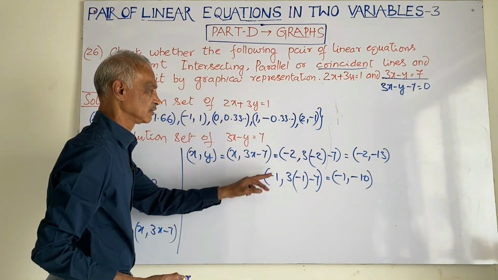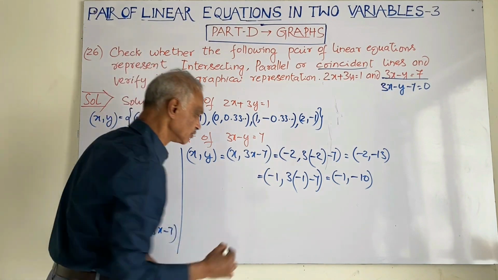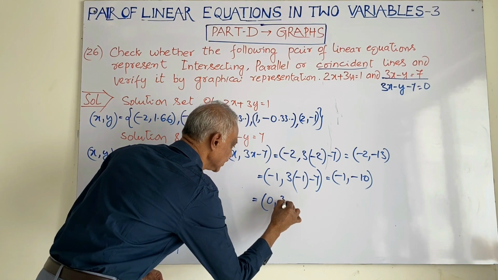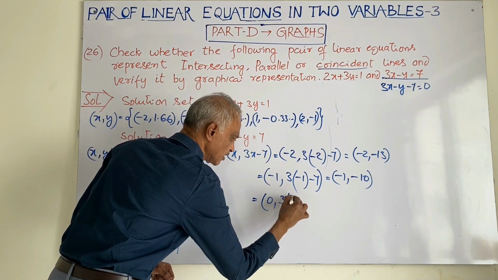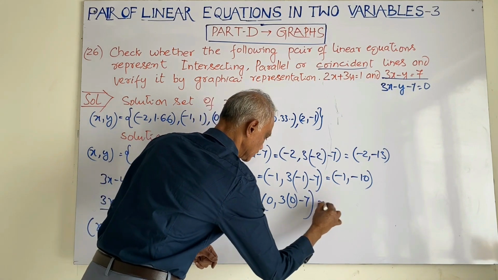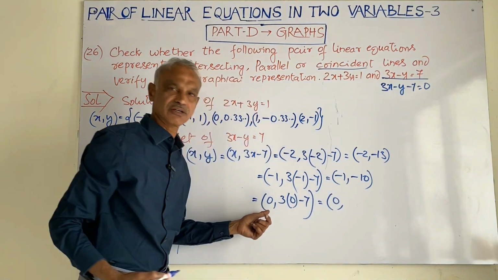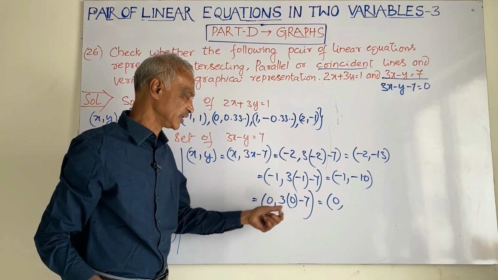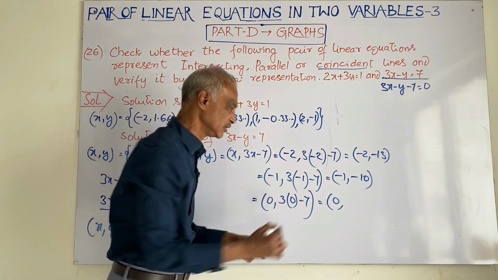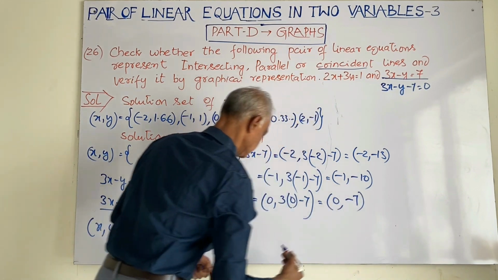Next I will take minus 2, minus 1, 0. In place of x I have to substitute 0. If I take 0 in place of x, I will get 3 into 0, which is 0, and 0 minus 7 gives minus 7.